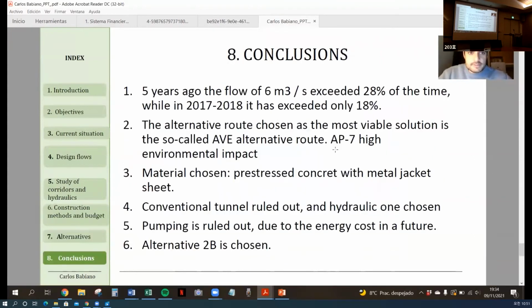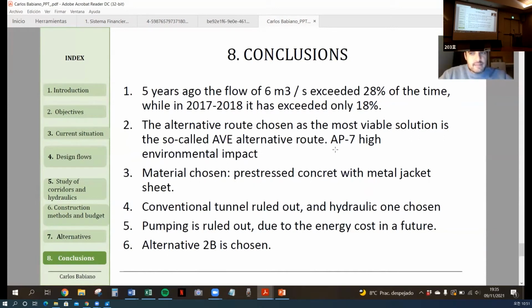So going to the conclusions, we can see that 5 years ago, the flow was 6 cubic meters per second and exceeded just 28% of the time, while during 2017 and 2018, it has exceeded only 18%. I said before almost 5 or something like that. I'm sorry. And the alternative route chosen as the most viable solution is the so-called AVE, that is the high-speed railroad that we have in Spain.